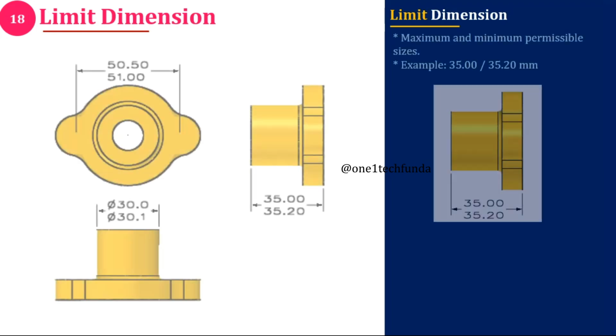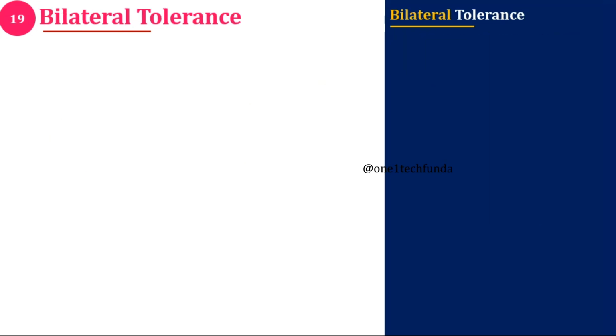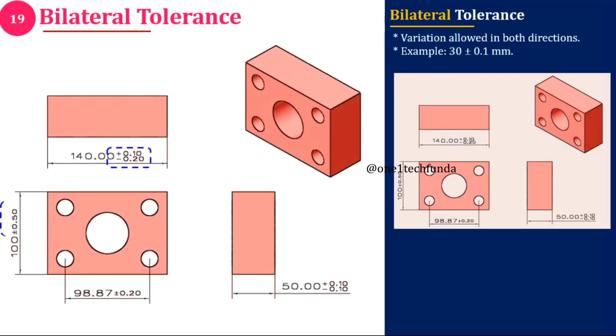Limit dimension. Limit dimensioning specifies the maximum and minimum acceptable sizes directly. This method avoids confusion and makes inspection easier. It is widely used in mass production. Bilateral tolerance. In bilateral tolerance, variation is allowed on both sides of the nominal size. You can see the examples here. This type of tolerance is common when variation in both directions is acceptable.